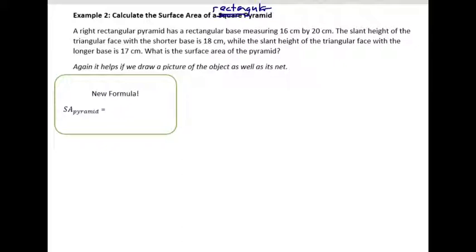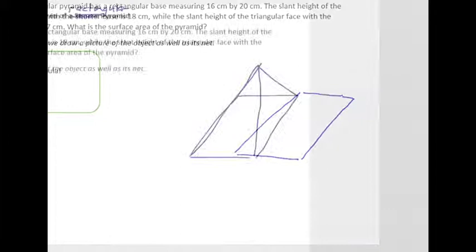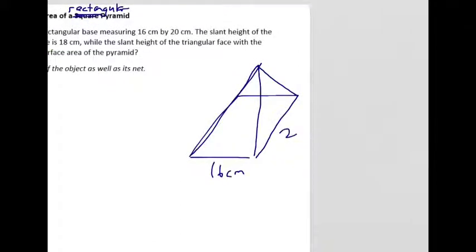So let's start with the easiest part. A rectangular base. It's pretty simple. Draw a rectangle. And I'm going to draw a 3D image, so I'm going to draw it a little bit sideways because I'm going to draw pyramid parts on top of it. This should be 16 centimeters. This should be 20 centimeters.